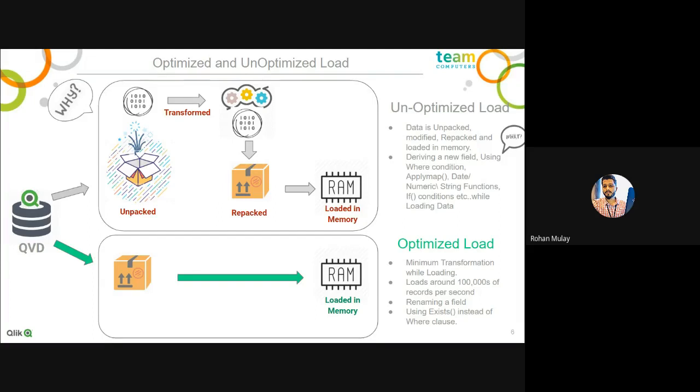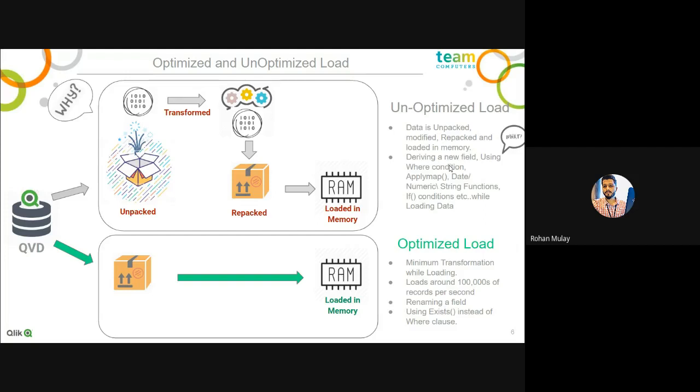As I said, what is the option then if we have unoptimized load? We cannot all the time load star from QVD and then take a resident of it and apply the conditions. So there are certain things that we have to consider, which will cause your QVD to go into an unoptimized load. Some of the things I've listed over here. First is deriving a new field.